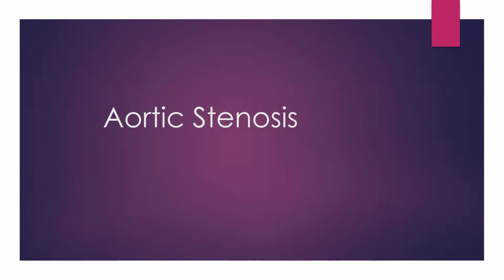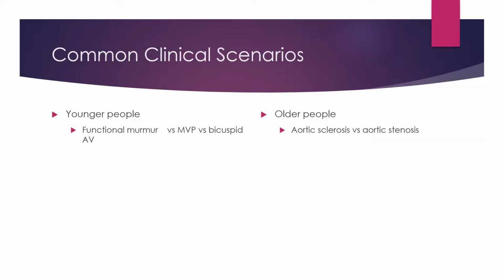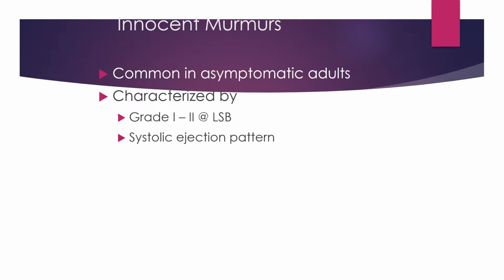Aortic stenosis. The common clinical scenarios could be young people with a functional murmur or a bicuspid valve, or older people with aortic sclerosis versus aortic stenosis. Commonly characterized by a grade 1 to 2 systolic ejection murmur.